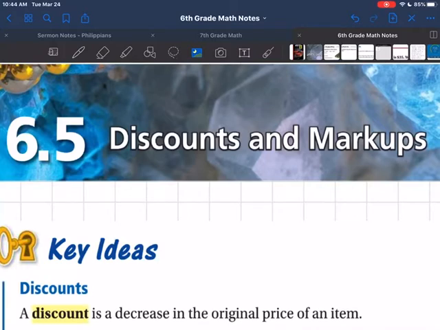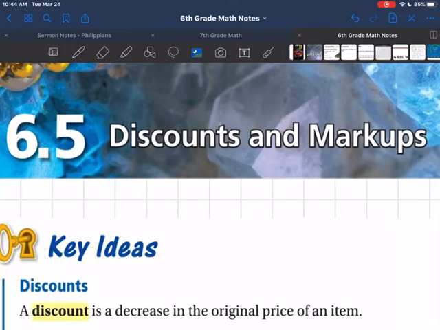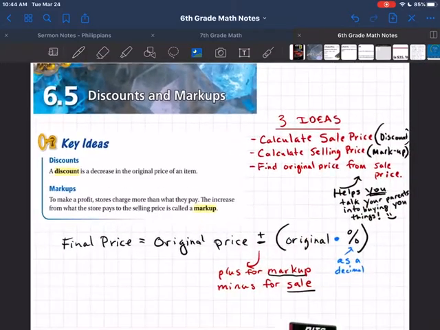Okay. So discounts and markups. Okay, so this is what you need to know if you own a retail shop. Okay, so this is very important. And then I'm also going to show you a little trick to help you get stuff. And we'll see about that.